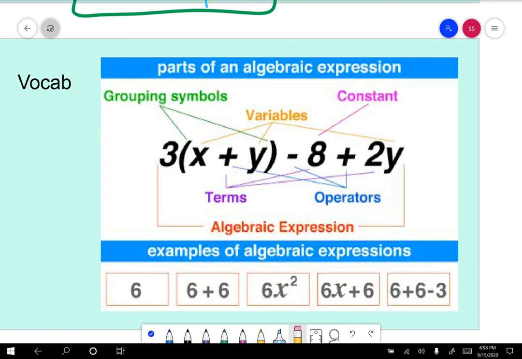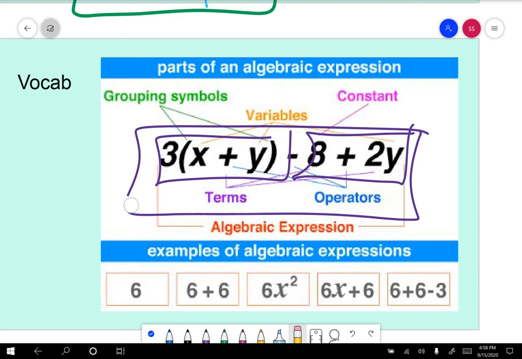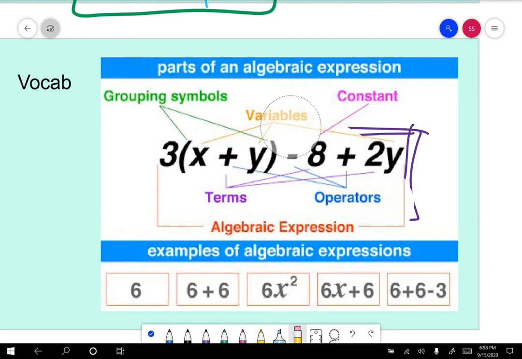Okay, the whole entire thing together is what we call an algebraic expression. Now you could also separate parts of it and say that those are expressions too, and that's true. Let's see. There's actually one word that they don't have on here that I do want to add. Actually, let's go over this one first.